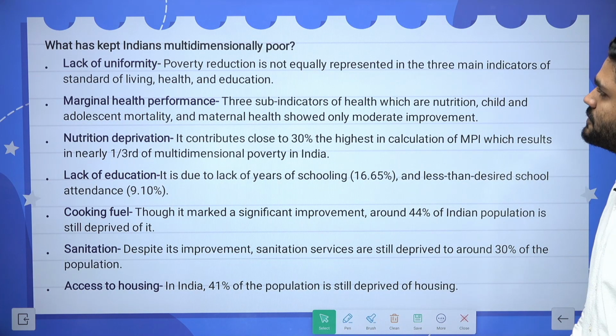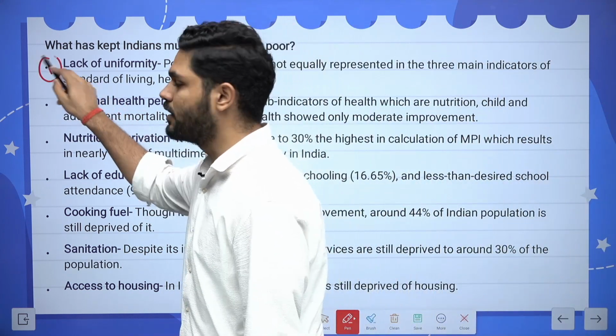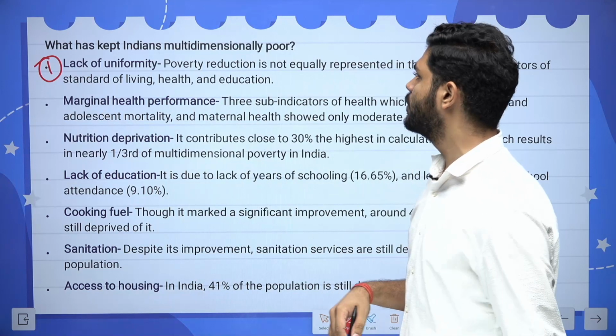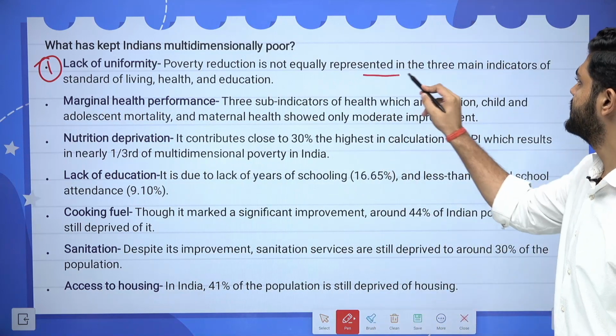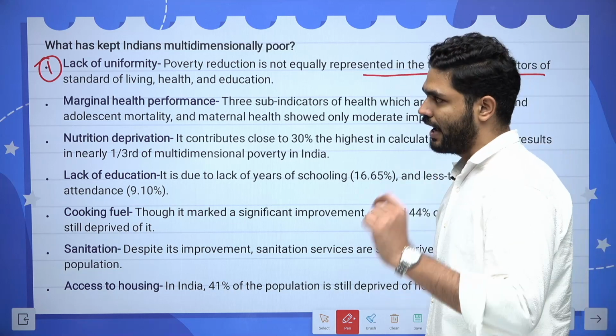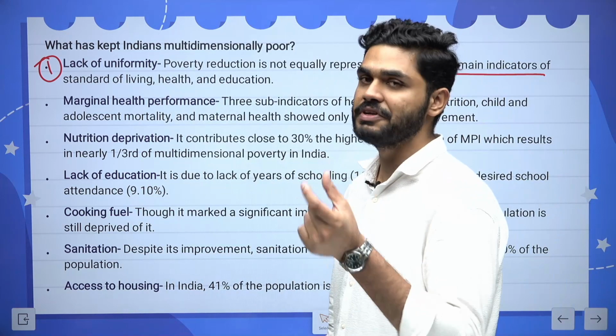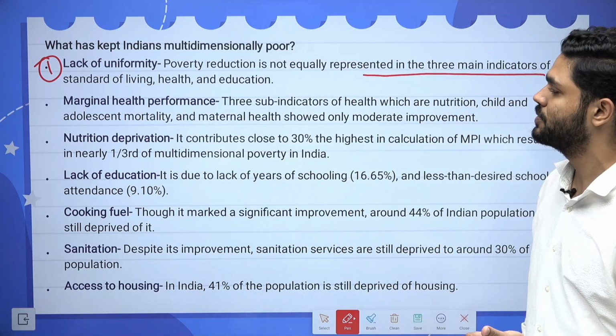What has kept Indians multidimensionally poor? Number one is lack of uniformity. How lack of uniformity? Because the poverty reduction is not equally represented in three main indicators, that is standard of living, health and education, and that is the reason why this difference is so much higher.